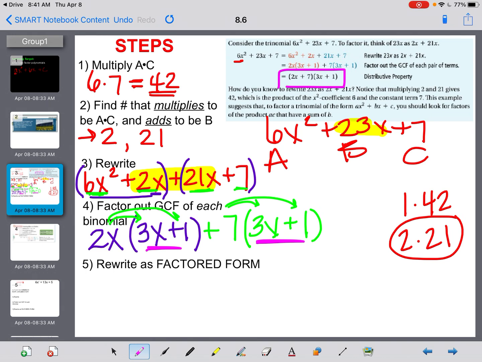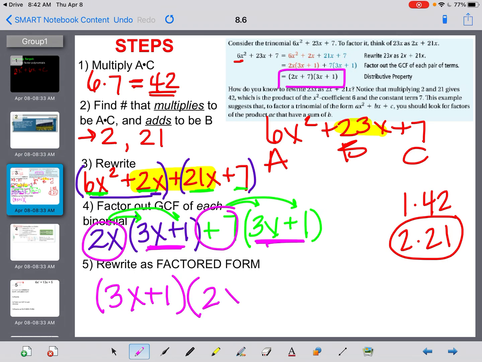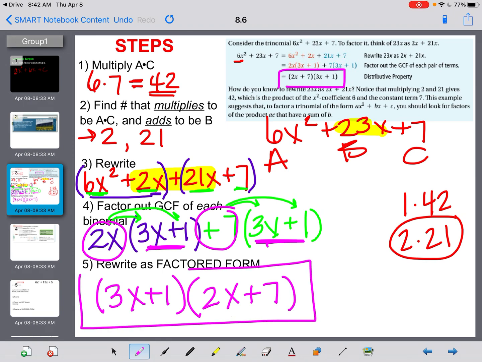Now our final answer has to still be 2 binomials multiplied together, like always when we factor. And where I'm going to get those is we're going to use the 3x plus 1 that I have in each right here. And then I'm going to take these on the outside and put those together to make the other one. So 2x plus 7 is my other one. And that's my final factored form.